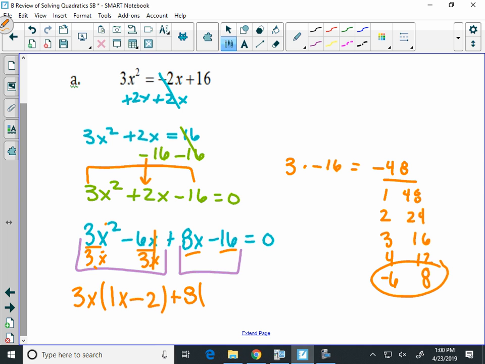And then I know when I split the middle, my parentheses have to match. So if my first parenthesis is x minus 2, my second parenthesis has to be x minus 2. But to check, just divide everything by your GCF, divide everything by 8, and we get x minus 2.